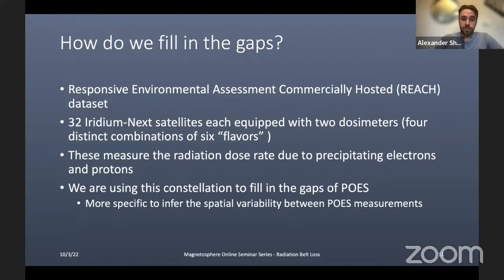They measure the radiation dose rate due to precipitating electrons and protons. And we are using this satellite constellation to fill in the gaps of POES, and more specifically to infer the spatial variability between POES measurements.